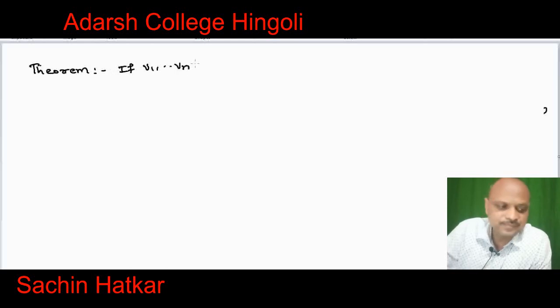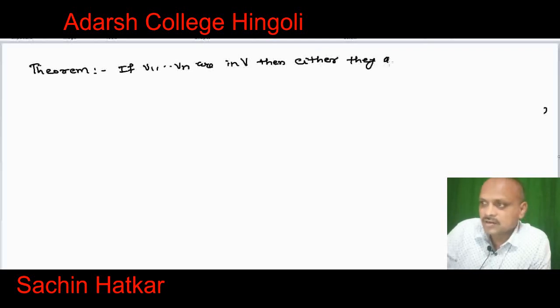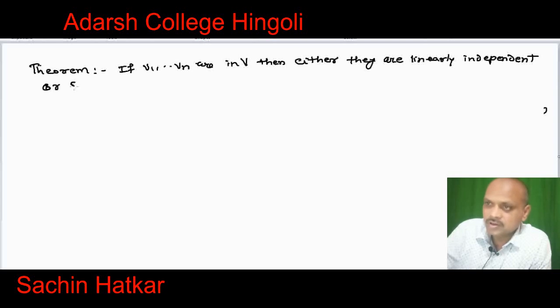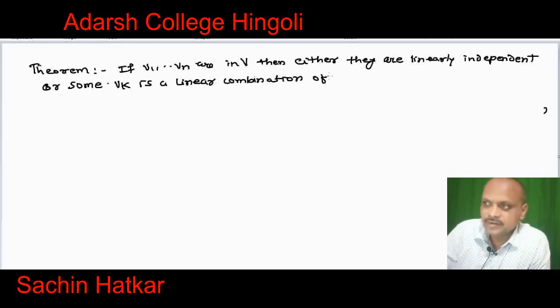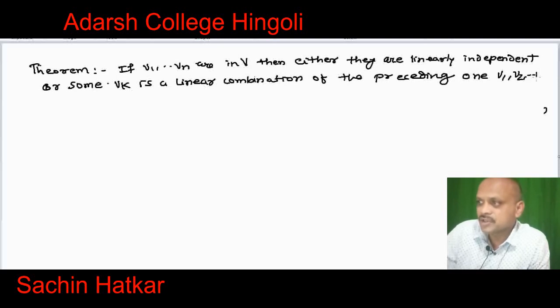v1, v2, ..., vn are in V, then either they are linearly independent or some vk is a linear combination of the preceding ones, v1, v2, ..., vk minus 1.